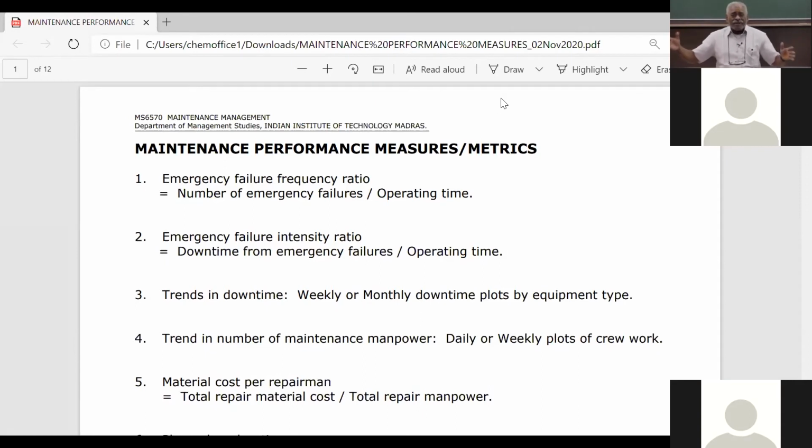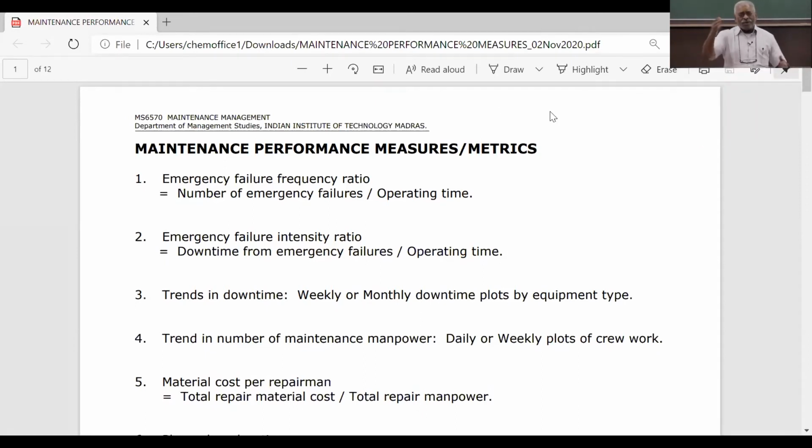So many components are there in downtime. Now you can understand downtime from emergency failures divided by total operating time. That's called the emergency failure intensity ratio. And please remember what I told you some time ago, documentation is a must.